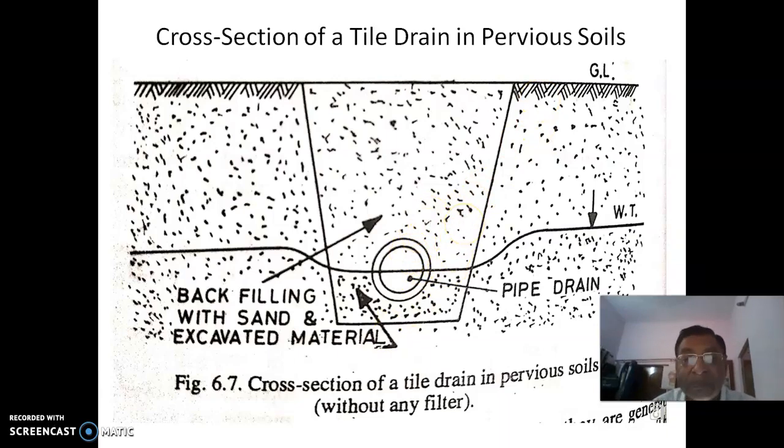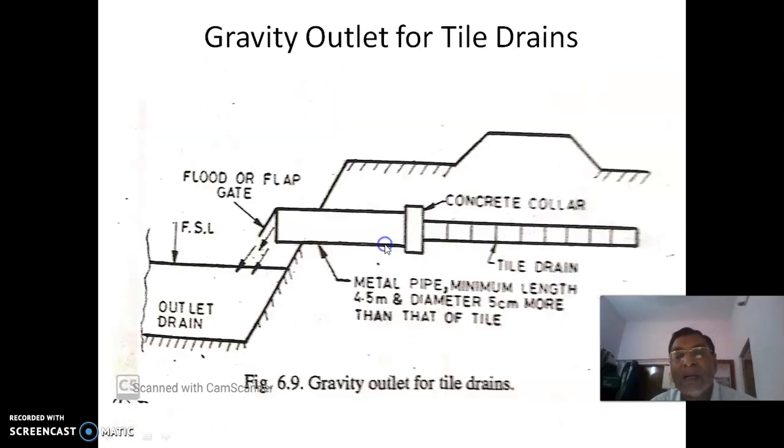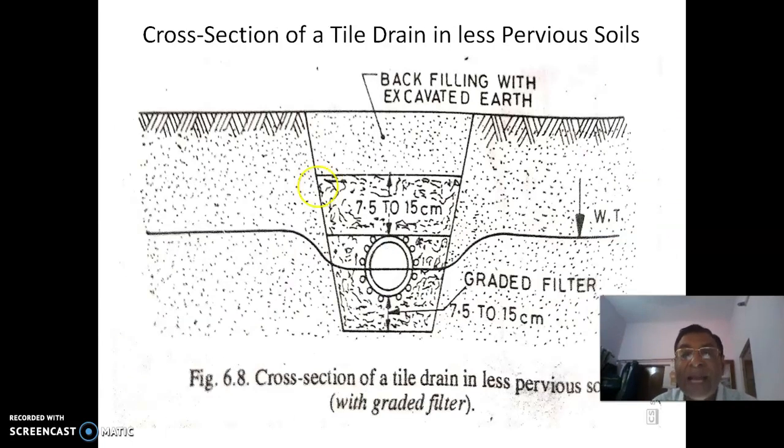Then pipe level. Here, the only difference from the earlier one is that this one is backfilled with excavated earth. Some graded filter is arranged around this. Backfilling of the excavated depth is done to some extent, but there a graded filter is arranged, that is an inverted filter, you can say. Here also a similar effect you can observe. The water table is maintained at a certain depth below the root zone, not touching the root zone. Okay, so this is a cross section of a tile drain in less pervious soils. Earlier we have seen pervious soils.